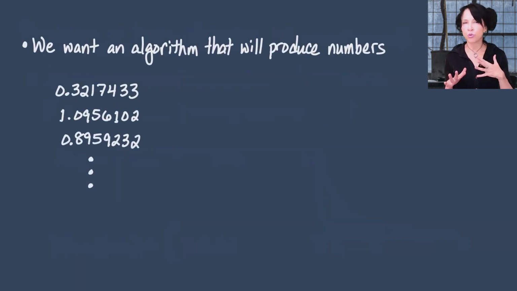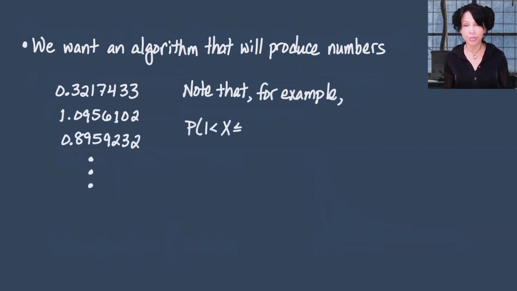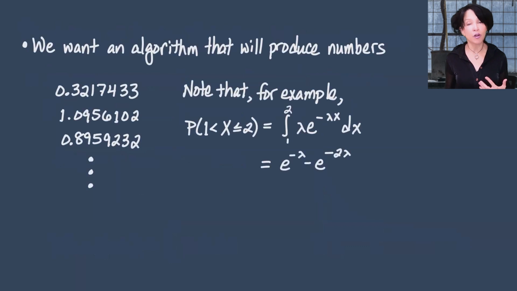Note that, for example, just to pick an interval out of the air, the probability that x is between 1 and 2 is the integral of the PDF from 1 to 2, and this turns out to be e to the negative lambda minus e to the negative 2 lambda. And lambda is some parameter, and let's assume it's fixed and known to us, so this is just a real number.